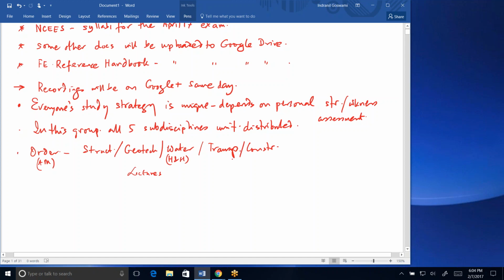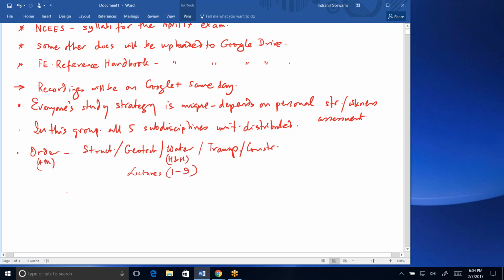There are only 3 true transportation questions, right? And in fact, construction was expanded quite a bit at the expense of transportation in the AM. So lectures 1 to 9 should actually cover us for the AM questions.